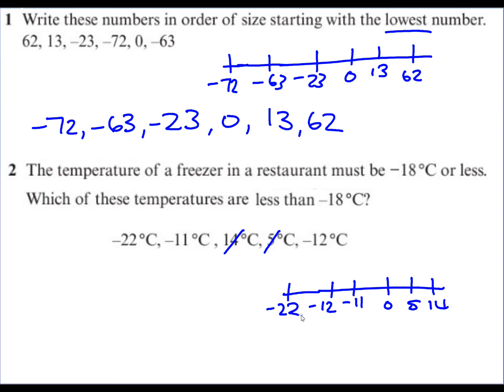Now the number we're interested in is -18. So the only number that is less than -18, so we're looking in this direction, is -22 degrees C. So which of these temperatures are less than -18 degrees C? I would circle the -22 degrees C. Everything else is warmer than -18.